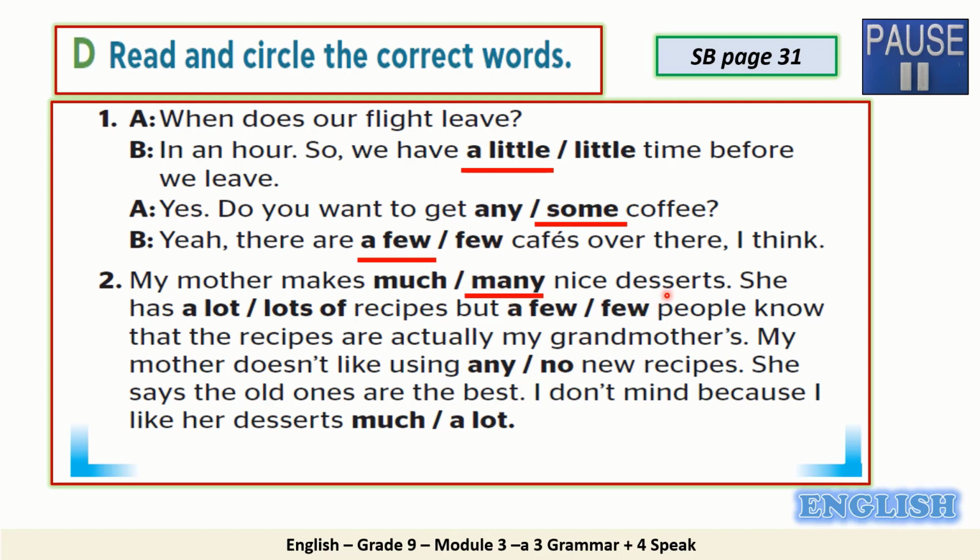Many desserts, because desserts is a plural countable noun. Lots of, because a lot is missing the preposition. Few people means not many and not enough. Using any, because here we have a negative sentence, doesn't like using any. The last one is a lot, because here we have a negative sentence.